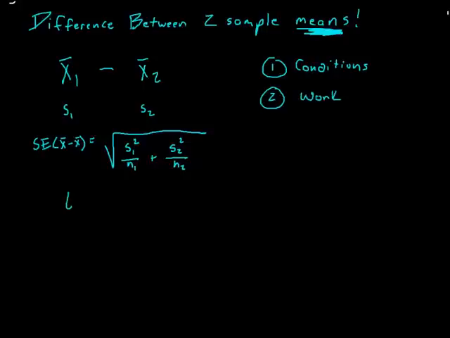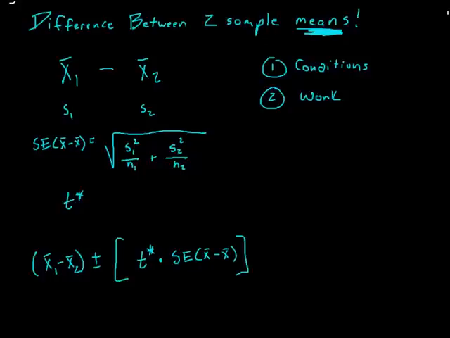We do need a t star here, which is a little bit weird, but let me explain. First off, to find the interval, you take the difference that you saw between the two samples, and add or subtract a margin of error. That margin of error is t star times your standard error of the samples. So, pretty simple.